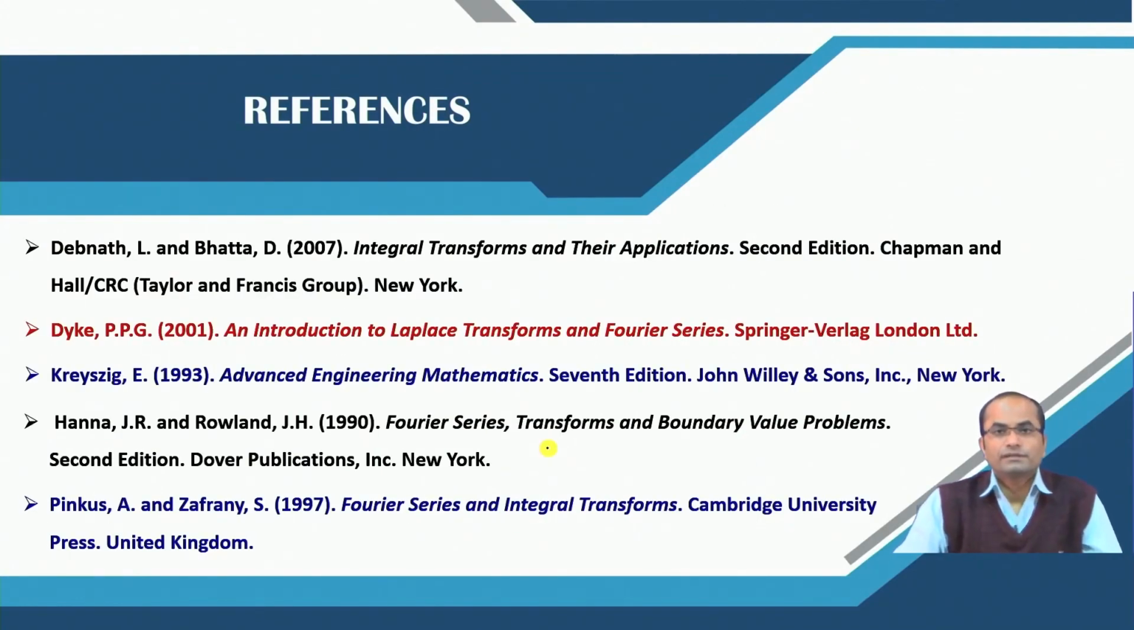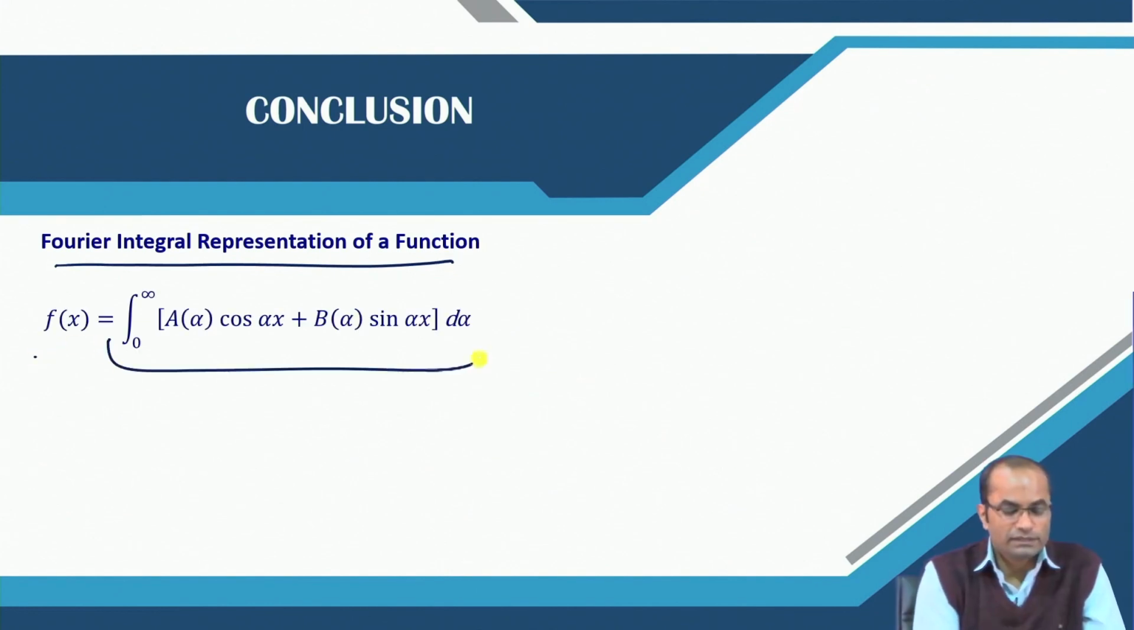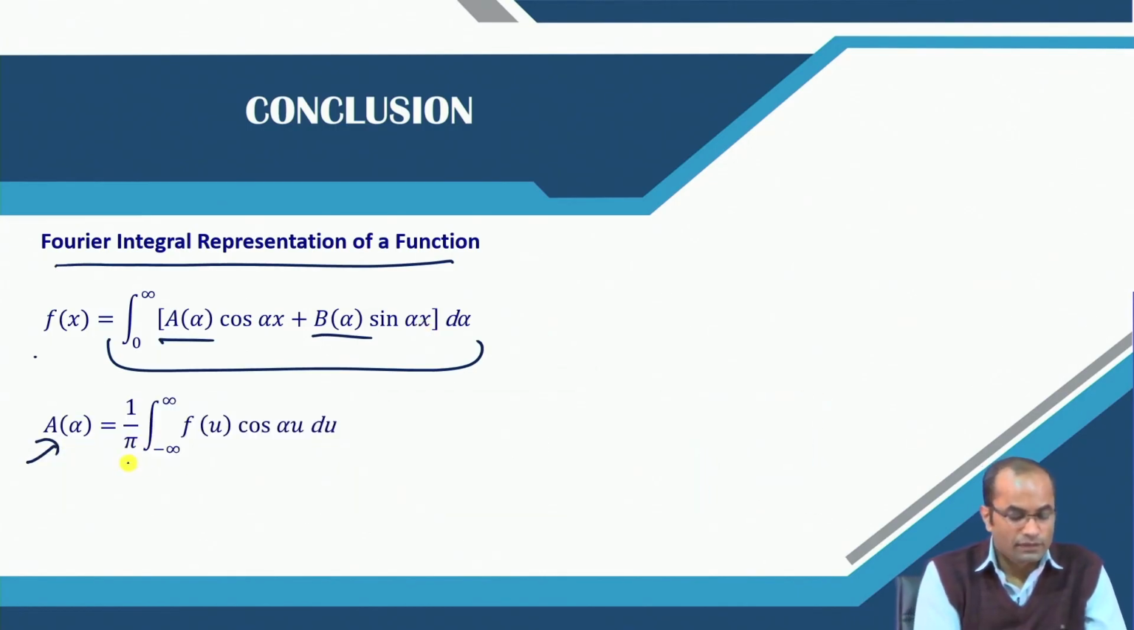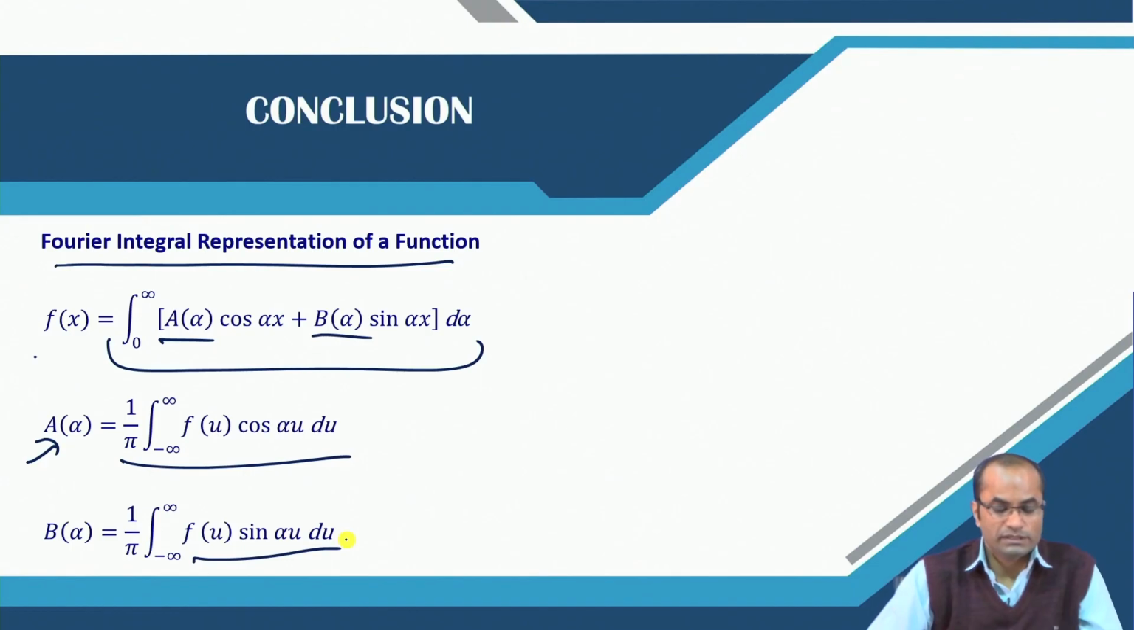Well, so these are the references we have used for preparing this lecture, and just to conclude, this Fourier integral representation of a function is given by this integral, where a alpha and b alpha are these coefficients computed using this integral, and b alpha can be computed with this integral.